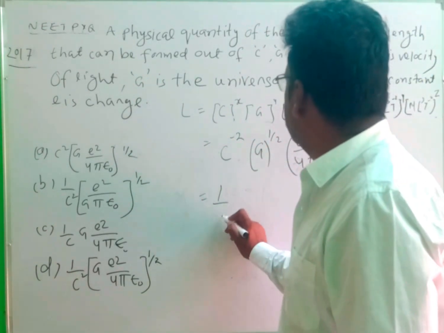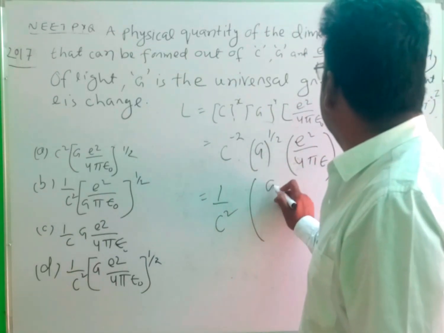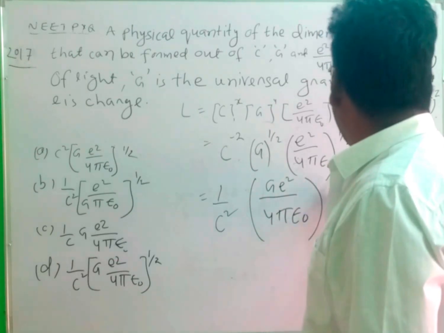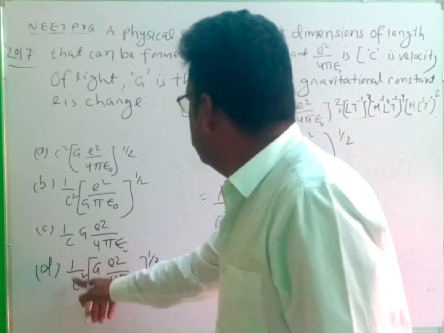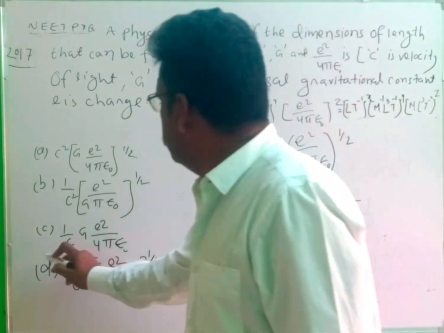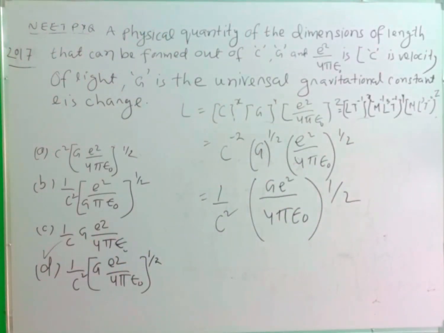So we may write this as 1 by c square, and we can take this inside the bracket, G e square by 4 pi epsilon 0 to the power half. Where is this? This is in option D, 1 by c square, G e square by 4 pi epsilon 0 to the power half. So option D is the correct answer, students.